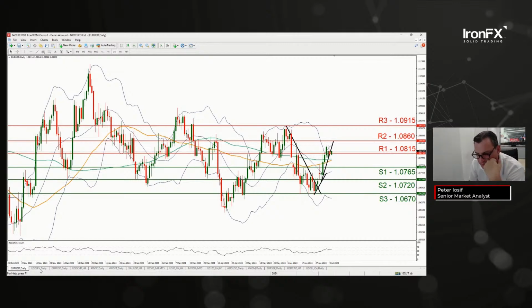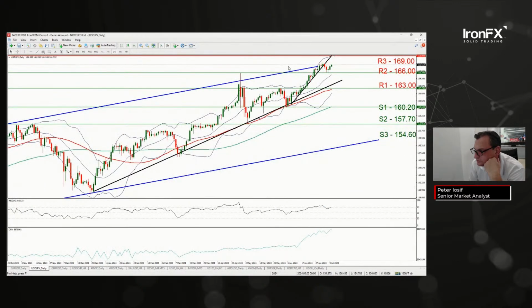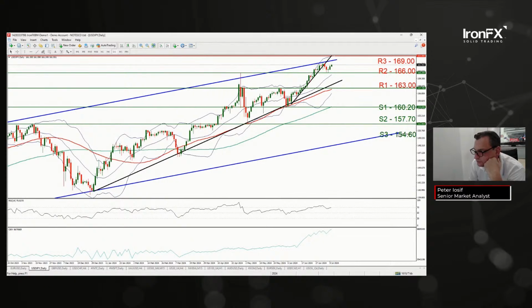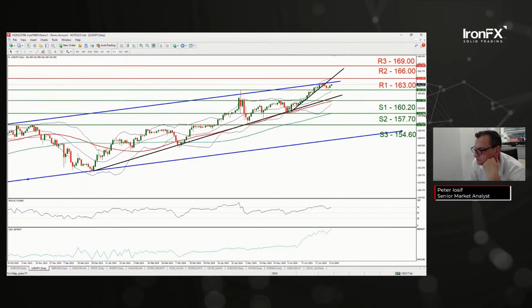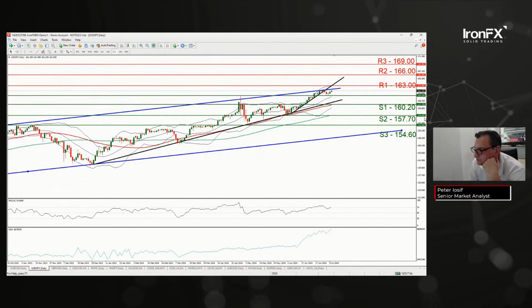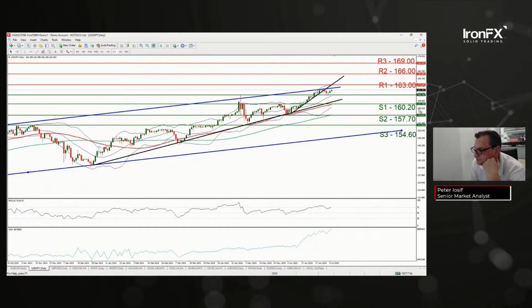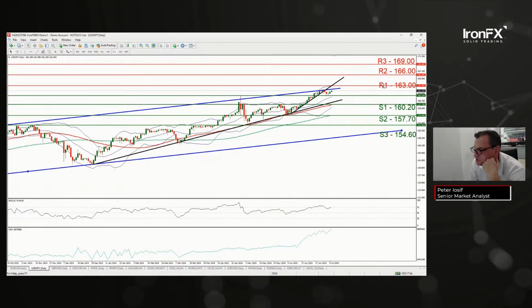Moving now to USD JPY. Let's reposition a little bit. The labels as well.